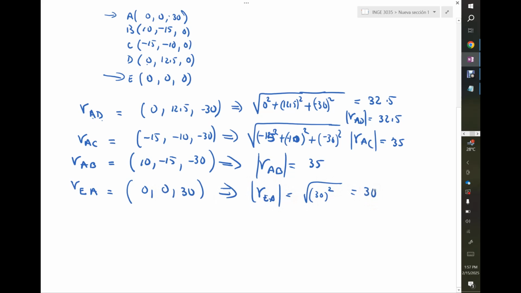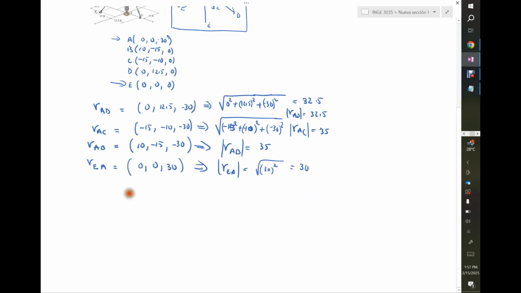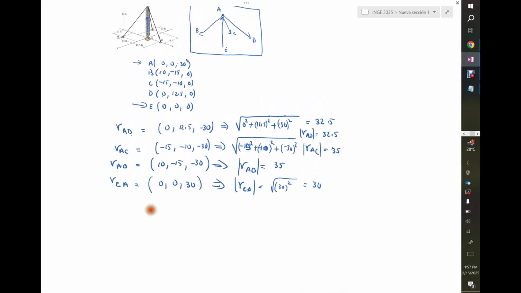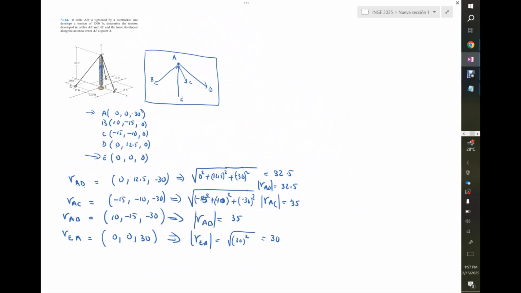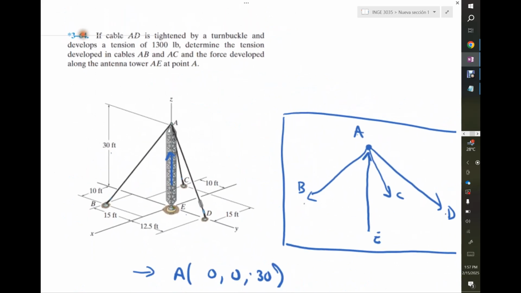So that's basically what we have, and that's the decomposition of this vector, the unit vector. Now we need to do the math, and the math is that we need to add all these tensions in the x, in the y, and the z, so that we get all the numbers right. Now the first thing they provide us is that there's a particular tension, the cable AD, A and D, that is already pulling with 1300 pounds.